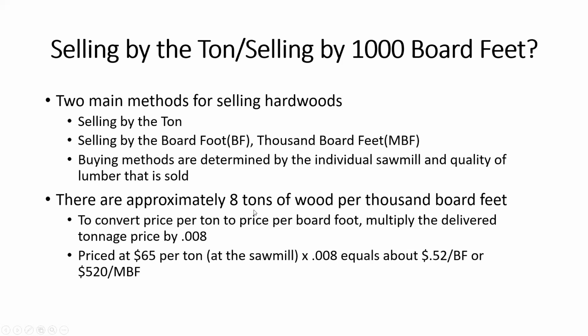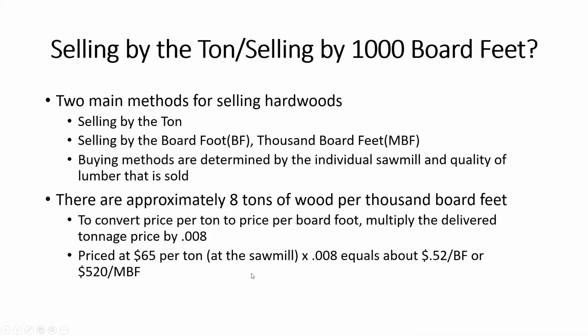So how do you convert from tonnage price to the value that you would put on a board foot? We use a multiplier: we multiply the tonnage price by 0.008. So if you're at a sawmill and they say the price is $65 a ton, you just multiply that by 0.008 and you get 52 cents per board foot. Multiply by 1,000 and you have $520 per 1,000 board feet.